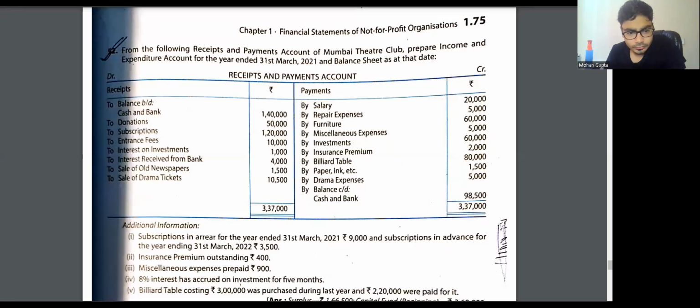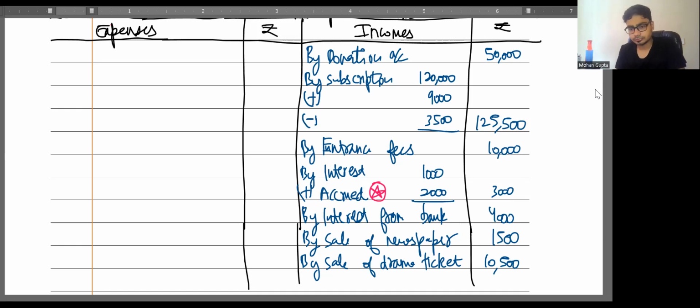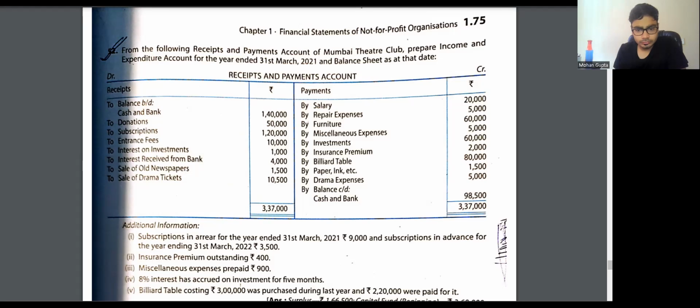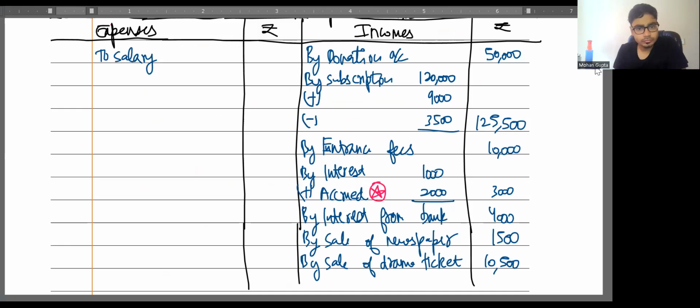Then insurance premium outstanding. Then we go on to payments. So we have to salary. Any information? No information. To salary, 20,000. And then to repair expenses, prepaid expenses. Repair. Okay.